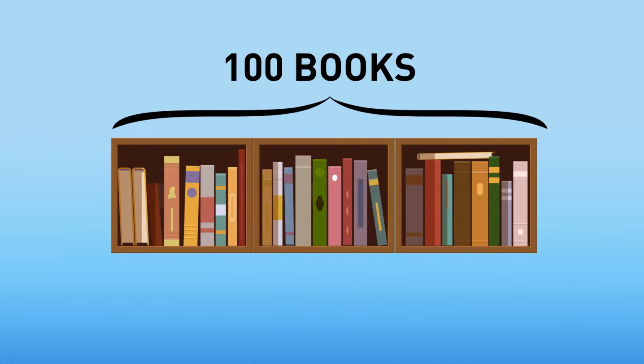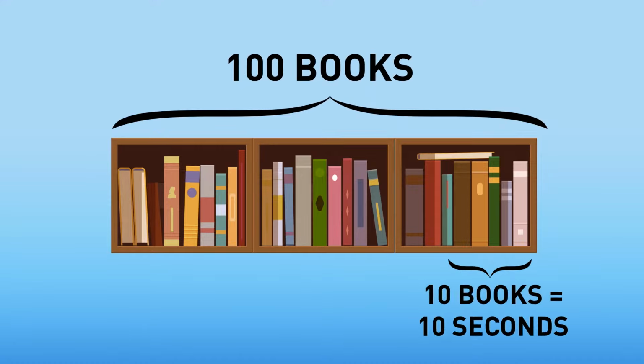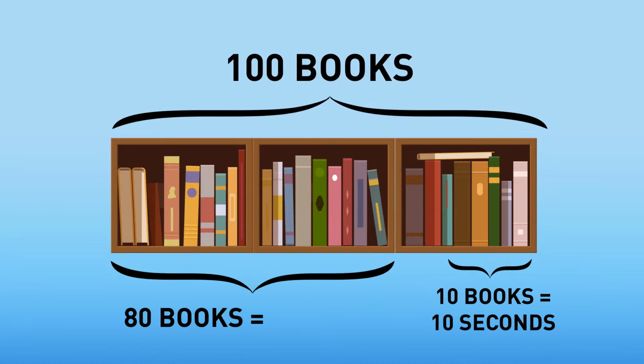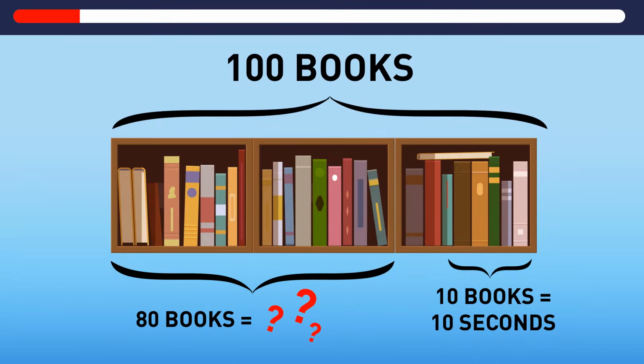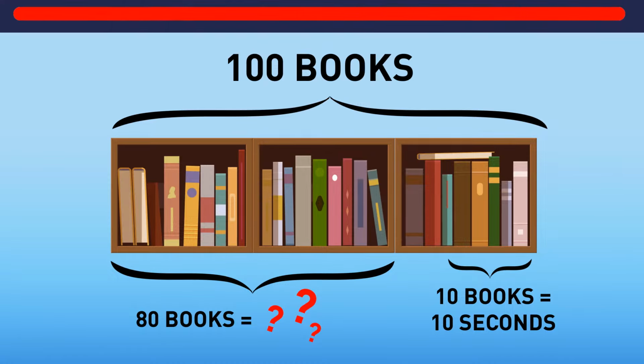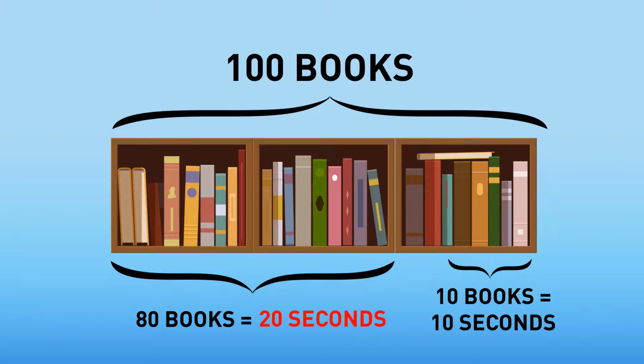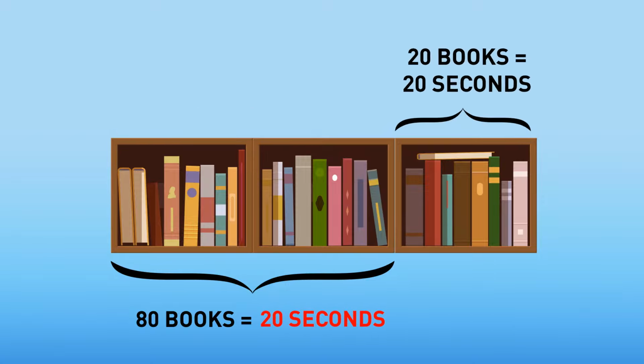There are 100 books on the shelf. To count off 10 of them, you'll need 10 seconds. How much time will you spend counting off 80 books? Just 20 seconds. You'll need this time to count off 20 books, and the rest will make 80.